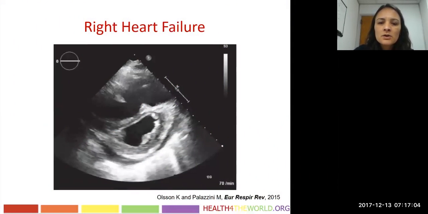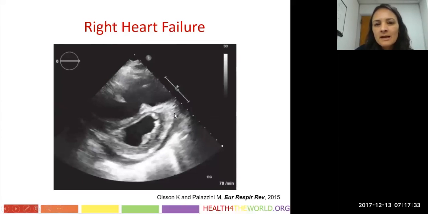Okay? And so you can see here, this is sort of a two-chamber view of the echoes that we have. And you can see this is actually the right heart here, which, as you well know, should be a lot smaller typically than the left heart. But here, it's larger. This is all the blood in the right heart, and it's actually causing the septum to bow over into the left heart, okay?